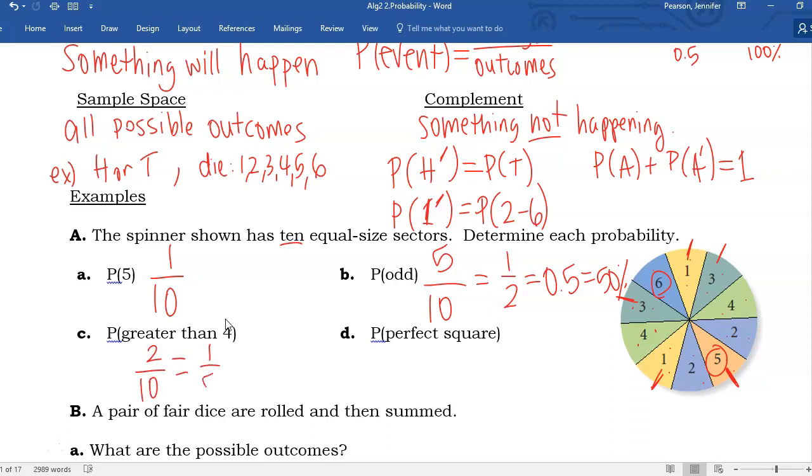I can reduce that if I want to. I can get a decimal if I want to. I can get a percent if I want to. All of those are correct answers.